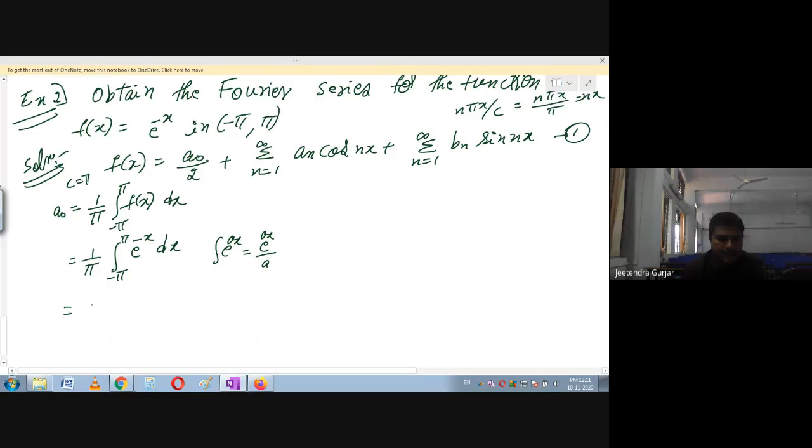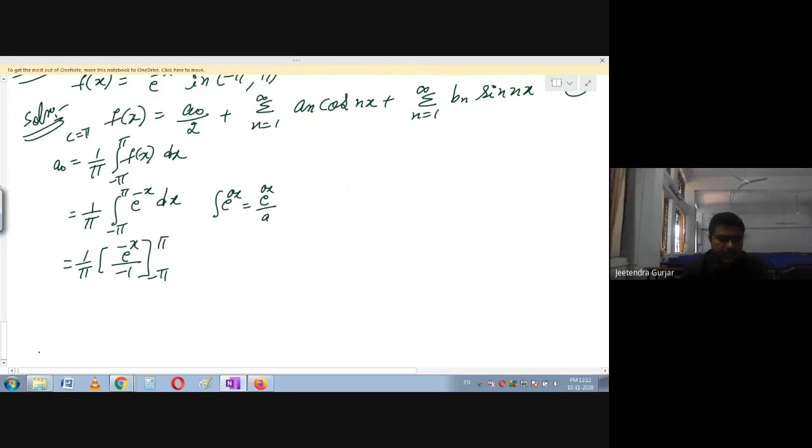e raised to minus x it is. So therefore 1/π is a constant, I have written as it is. e^(-x) will become e^(-x)/(-1), integration from minus π to π. So you can just substitute here the value, students, that is, this is equal to 1/π. So first I will substitute π, the upper limit. e^(-π) I will get.